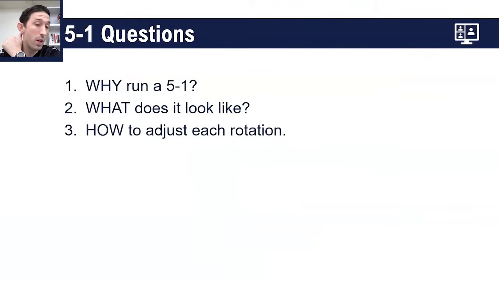Okay, so we're trying to answer these two things. Why would you choose a 5-1 over some of the other systems that are available? 6-2 being very common, but there's 4-2 systems, there's 6-3, there's 6-6, there's probably a few other number combinations that I don't even know about. But talk about why you run a 5-1, kind of the basics of what it looks like. And then I think the nuts and bolts we'll spend a lot of time on is how to adjust each rotation and what decisions you might use depending on the personnel of your team and team strengths and weaknesses.